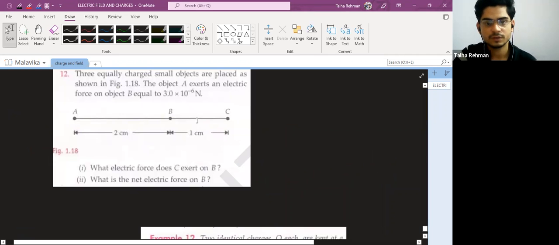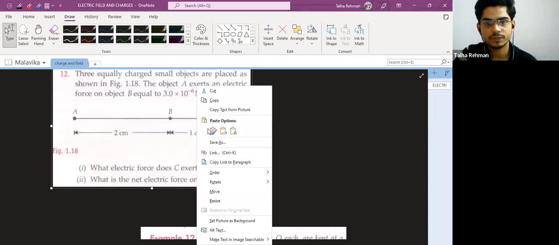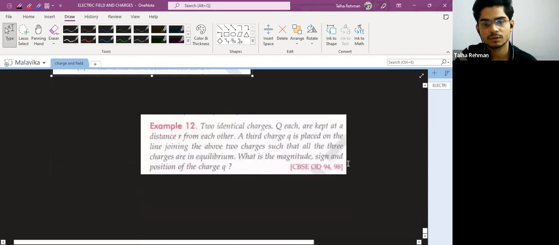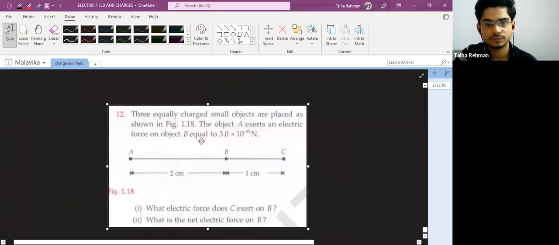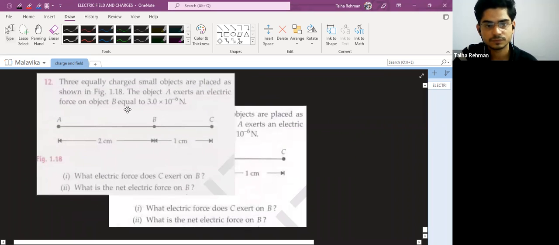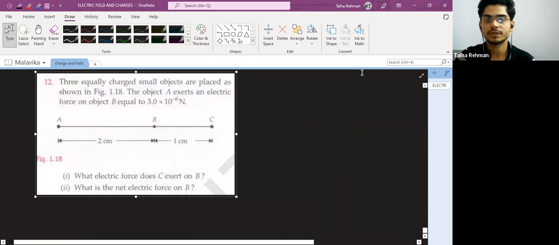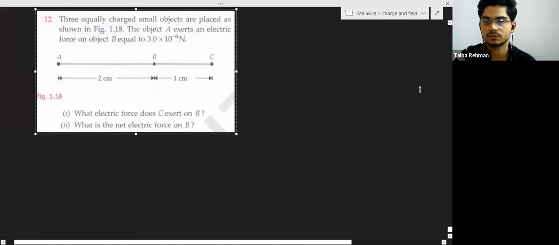So we will solve this numerical, and after that, this numerical. You can see these kinds of numericals in your examination, board examination also.